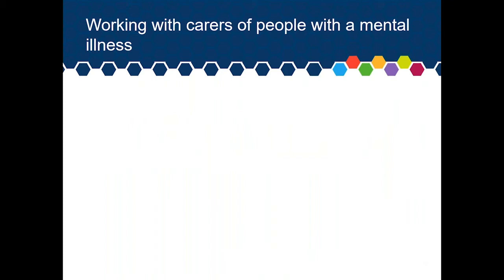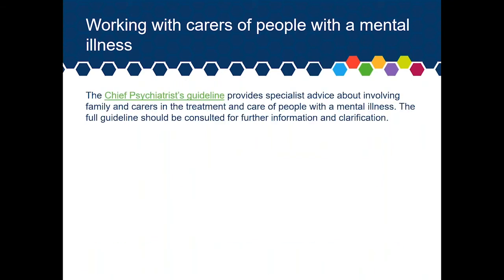And what about specifically working with carers of people with a mental illness? The chief psychiatrist provides a guideline providing specialist advice about involving family and carers in the treatment and care of people with a mental illness. The following are key messages and general advice about privacy, confidentiality, and information sharing with carers. The full guideline should be consulted for further information.